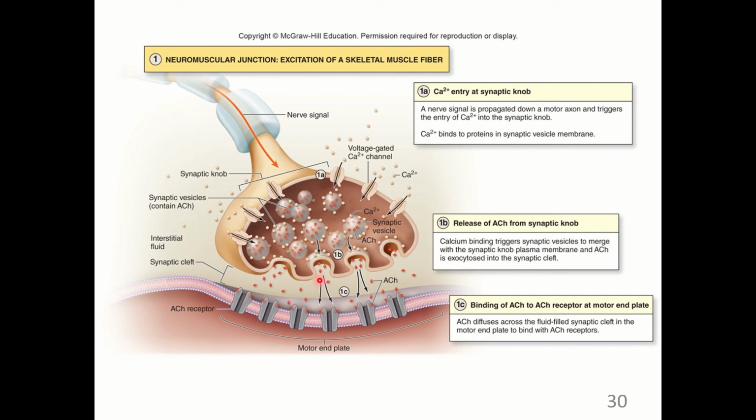The acetylcholine will diffuse across the synaptic cleft and bind to chemical-gated receptors on the motor end plate. These receptors will then open and sodium ions will flood into the sarcoplasm.